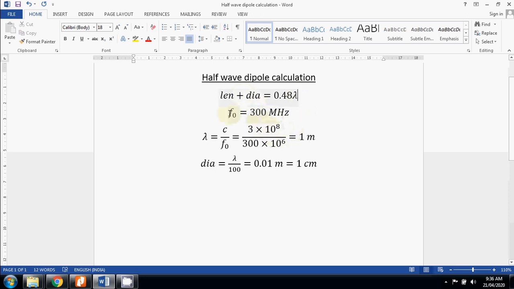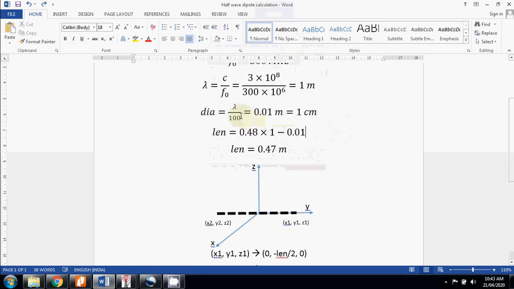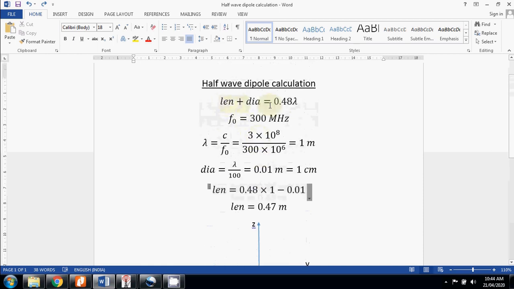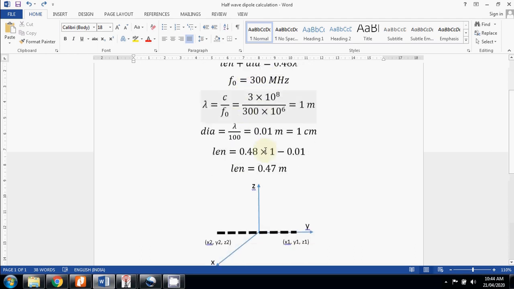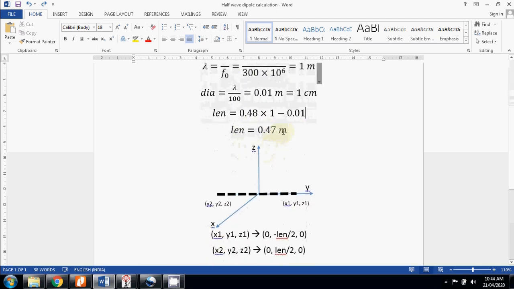And let's consider that the frequency we are going to design for is 300 megahertz. So the operating wavelength for 300 megahertz is 1 meter. Now the diameter of the dipole should be of the order of 1 by 100 of lambda. So 1 by 100 of 1 meter would be around 1 centimeter. And now, keeping everything that we have calculated in the above formula, which is length plus diameter equals 0.48 lambda, the length will come out to be 0.47 meters.